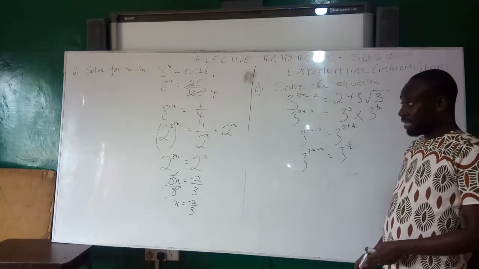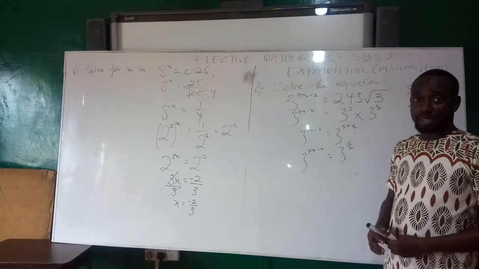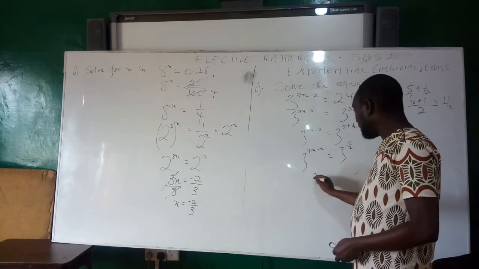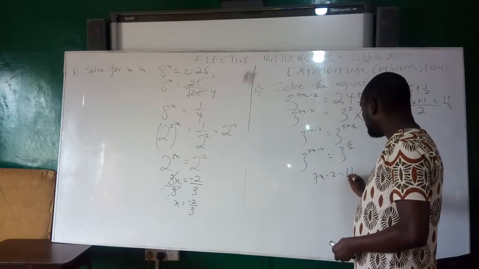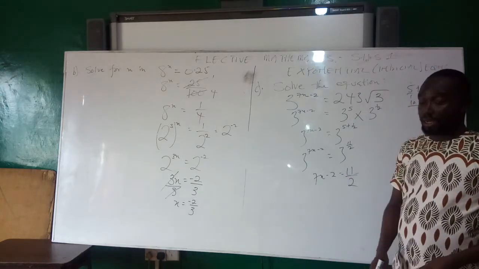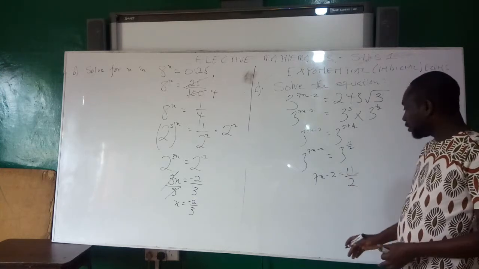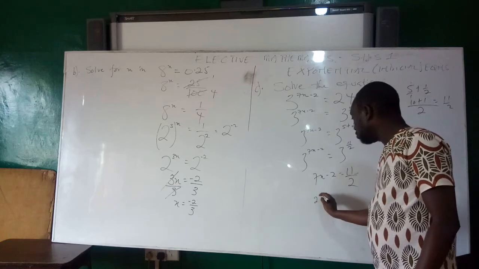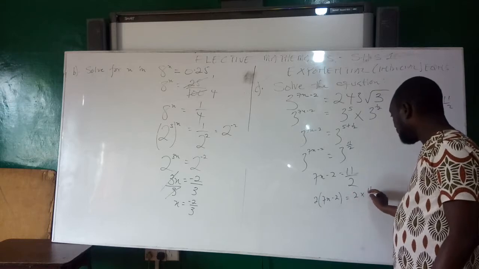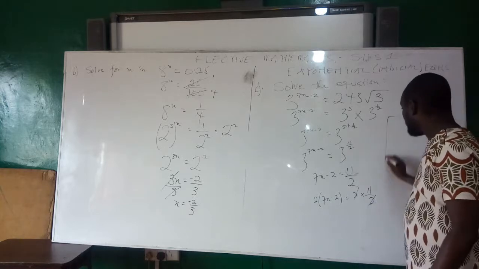Now we have made the bases the same, that is 3, so the exponents should also be the same. So we can write this as 7x minus 2 equals 11 on 2. Now how do we solve this? First of all, we need to multiply through by the LCM, which is 2. So you multiply each side by the LCM, which is 2. Looking at this side, we multiply by 2, so 7x minus 2 equals 2 times 11 on 2. So this 2 and that 2 cancel out. Let's continue the work from here.